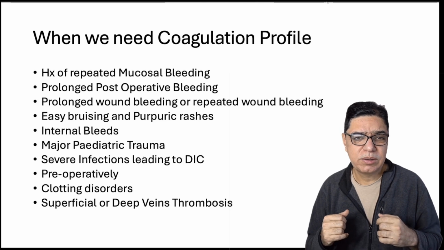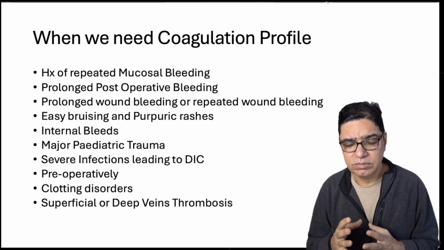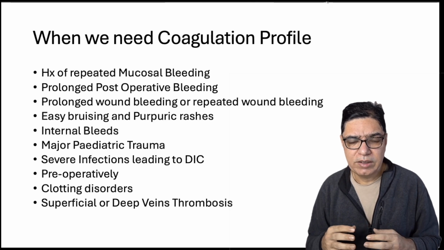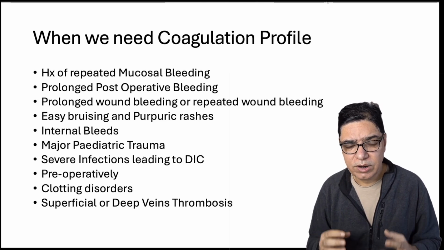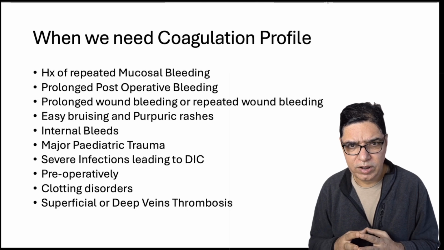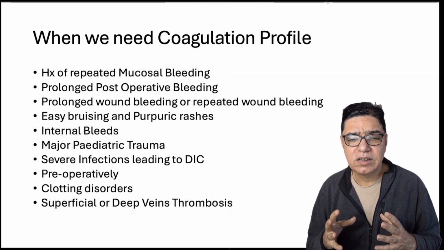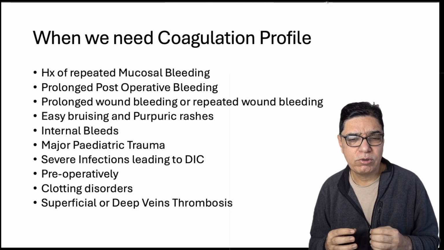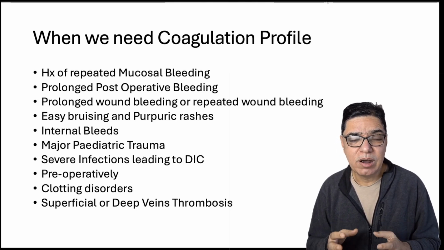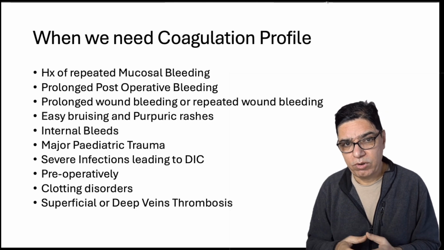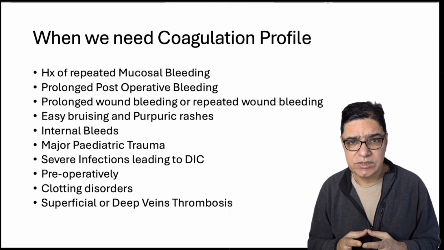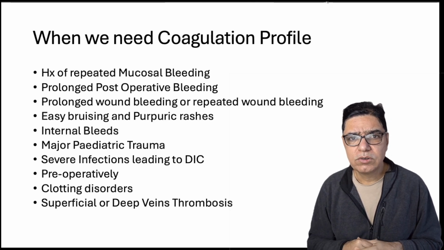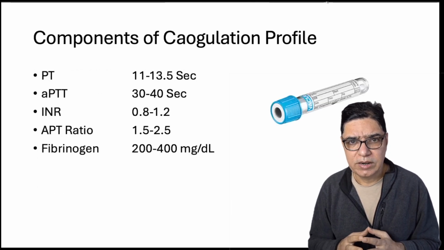If somebody is having certain types of clotting disorders, the coagulation profile needs to be done in order to see what's going wrong. And if somebody's got a history of superficial or deep vein thrombosis, they also need a coagulation profile. So you can see the list is quite big, but these are the indications in which you would require a coagulation profile. So you do not order a coagulation profile blindly. You need a proper reason to order a coagulation profile, and these are some of the conditions in which you would be ordering it.